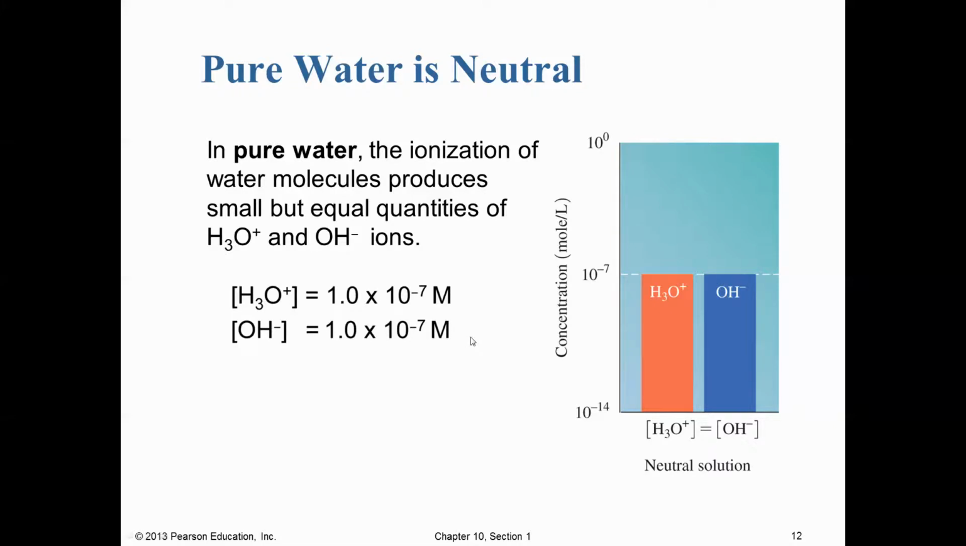So pure water is going to be neutral, and it's actually pretty rare to encounter pure water. Usually it's going to have gases or minerals dissolved in it. But pure water will have equal concentrations of hydronium and hydroxide, and they'll both equal 1.0 times 10 to the negative 7th moles per liter.